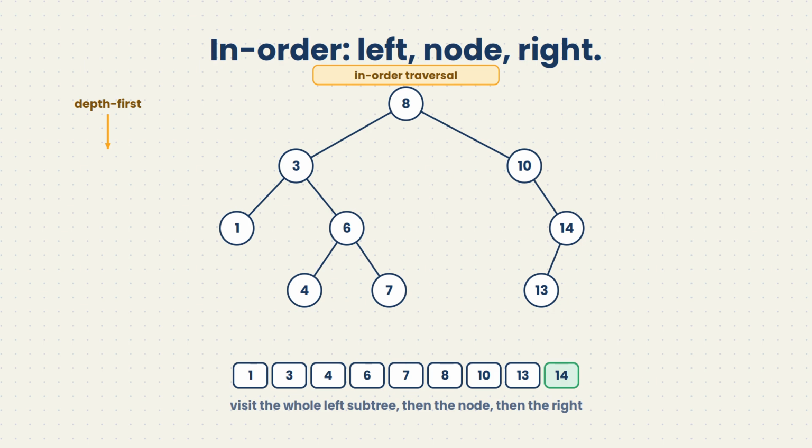The most useful depth first order is in-order, and its rule is the same at every node. Visit the whole left subtree, then the node, then the whole right subtree. Left, node, right. Watch it snake through, always finishing the left before touching a node, and the node before going right. Remember this order, it has a payoff coming.